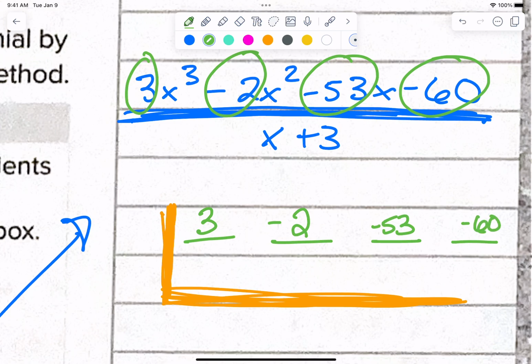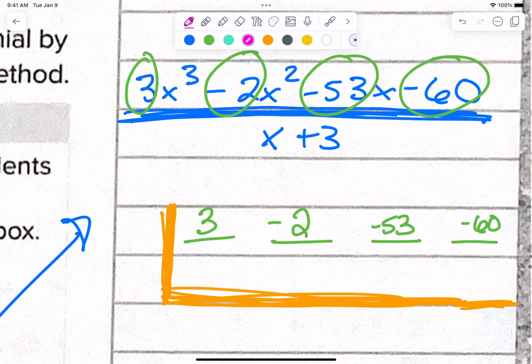Kellen, are you writing this down? You should be. Okay. There is that. Yeah? I have those 4 numbers. Okay? If it was 5 terms, I would have 5 numbers. You just write them all down. This is the most important part of synthetic division.